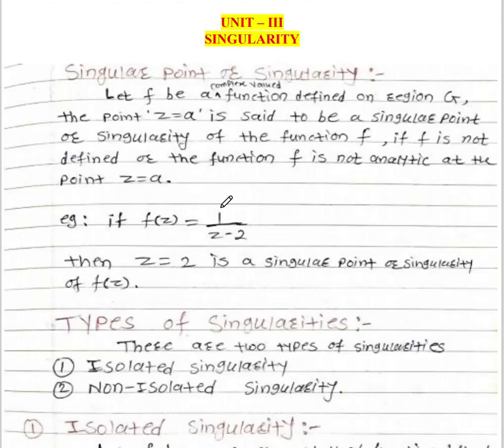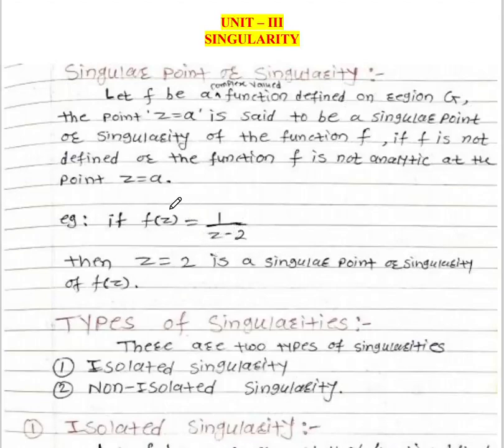Okay. So this is the basic definition of the singularity. Okay. That means singularity means the given function will give the infinity term. Okay. So if you get the infinity, that means there will be a singular point, or that is a singularity of the given function. For example, if f of z equal to 1 upon z minus 2.